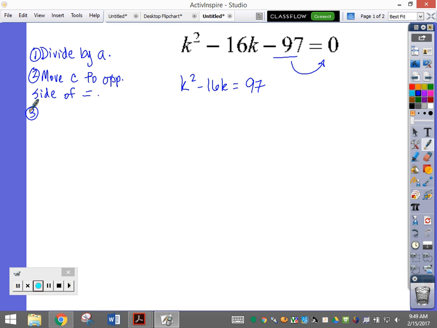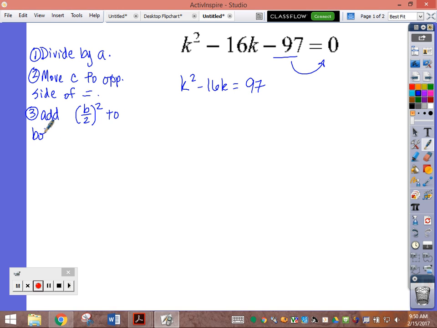Now, the next step is we're going to add a number to both sides of the equation, but it's a very specific number. It is the number that is going to complete the square. It's the number that will allow the rest of the process to happen correctly. The way you find that number is with the formula. You're going to add b over 2 all squared to both sides of the equal sign. The reason it's that particular number is that it completes the square and allows the rest of the process to happen.